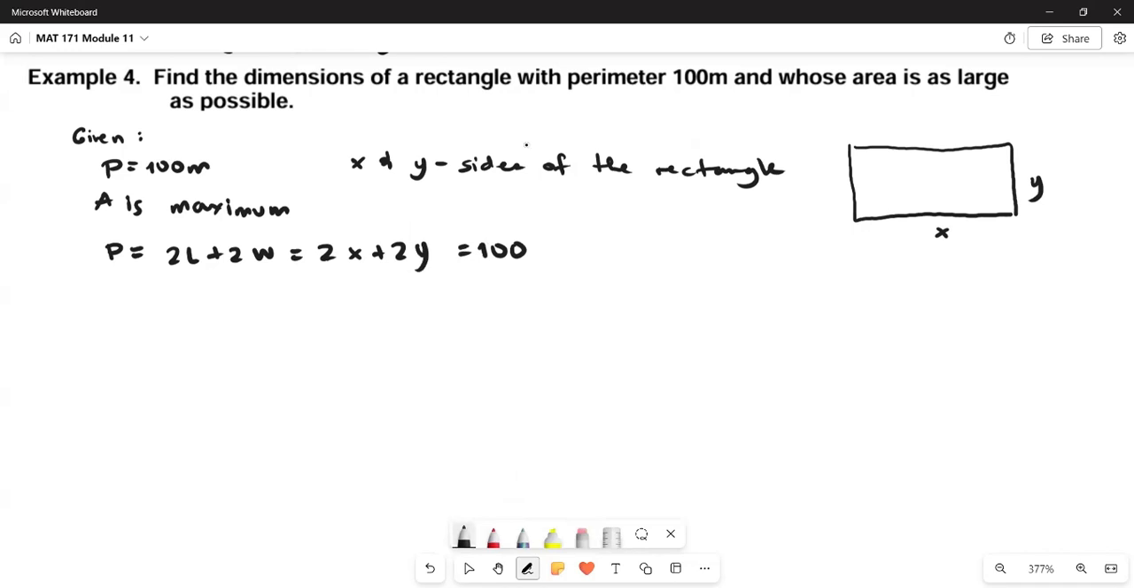Ayan. Since meron kang 2, tapos divisible by 2 rin yung 100, pwede natin i-simplify yan na x plus y is equal to 50. Ayan. So, ito na yung isa nating equation. And then another, pwede natin gamitin din yung formula ng area pagdating sa rectangle, which is length times width or x times y.